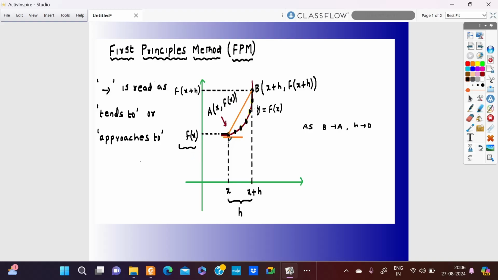Alright, and here I have the coordinates. I have two coordinates here, A and B, and I try to find the slope of this straight line AB, which is basically called a chord or a secant, which is the difference in y values divided by the difference in x values. So I will move to the next page.